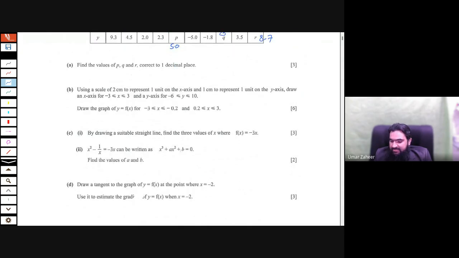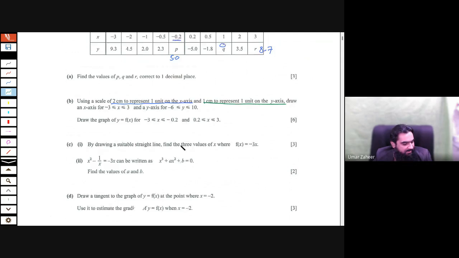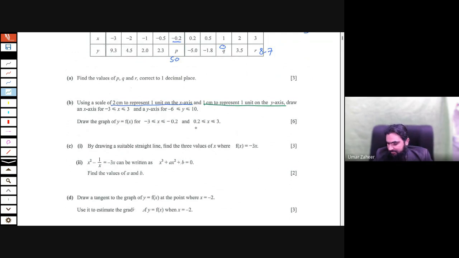In the next part, he says that using a scale of 2 centimeters to represent 1 unit on the x-axis, so 2 centimeters shows 1 unit, and 1 centimeter to represent 1 unit on the y-axis, you have to draw an axis for minus 3 to 3 and minus 6 to 10. We have to make a grid first of all.